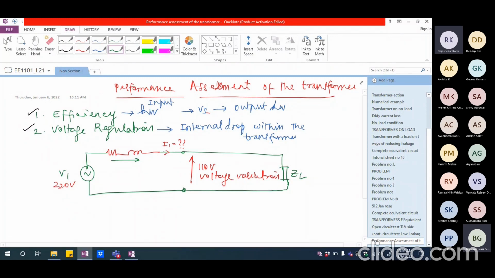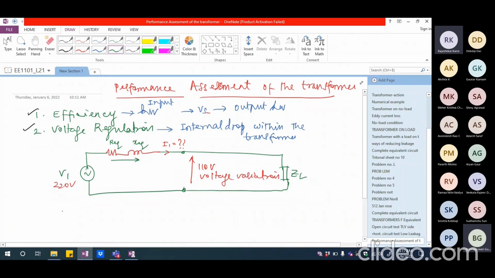So that is the reason why we would like to have this R equivalent as well as X equivalent as low as possible. That's the reason why we normally use very good quality copper for the transformer conductors, and we tend to reduce the leakage as much as possible by having different types of applications, whatever we talked about, to reduce the leakage reactance. So we tend to reduce it as much as possible.